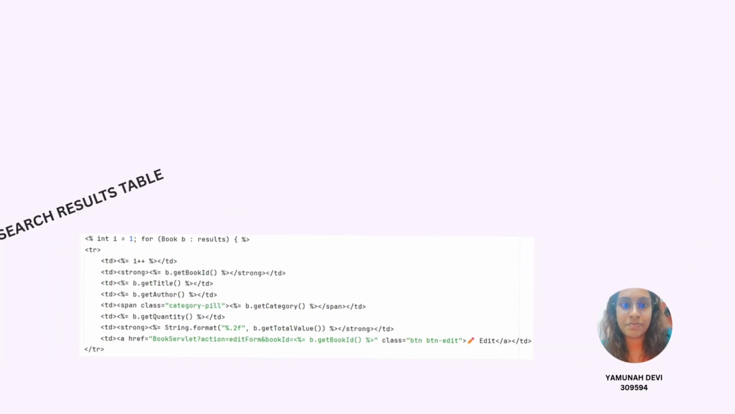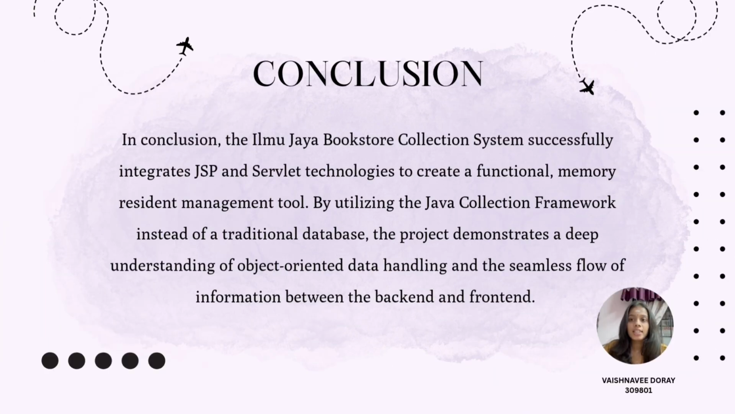Thank you. In conclusion, the Bookstore collection system successfully integrates JSP and servlet technology to create a functional memory-resident management tool. By utilizing the Java collection framework instead of a traditional database, the project demonstrates a deep understanding of object-oriented data handling and also the seamless flow of information between the back end and front end. That's all from us. Thank you so much.